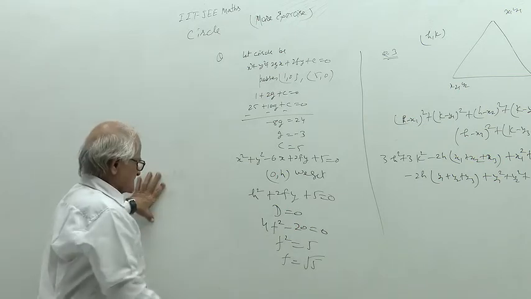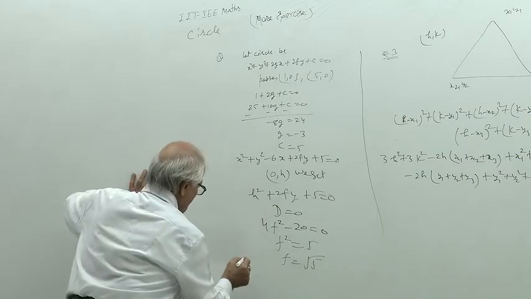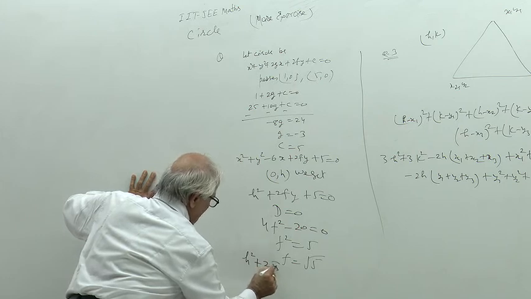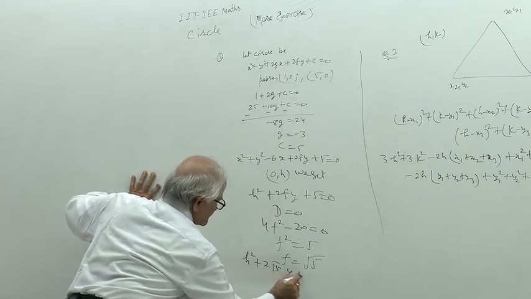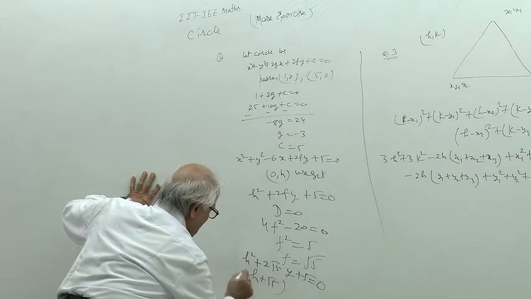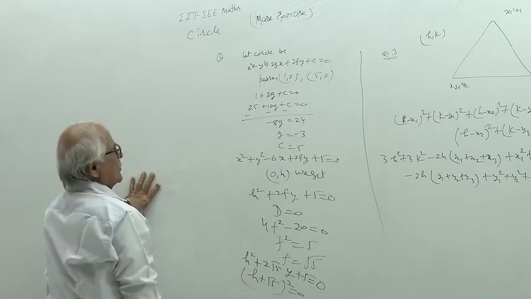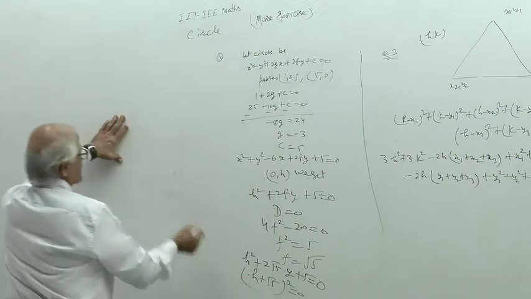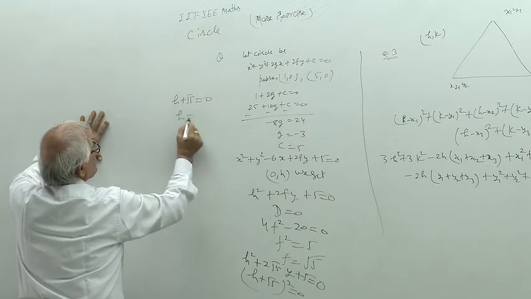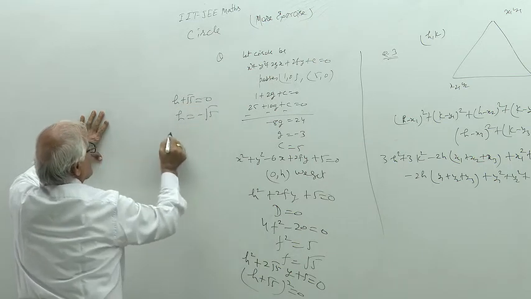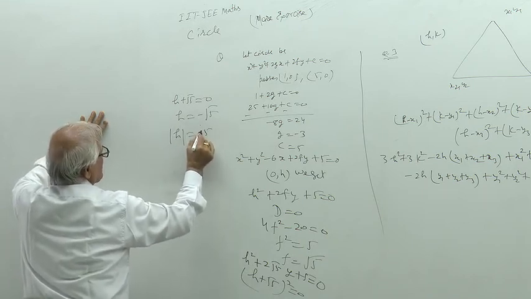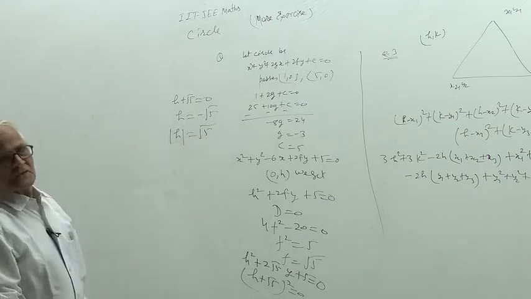Now put this, you see h square plus 2 root 5 h plus 5 is equal to 0. This is (h plus root 5) whole square is equal to 0. Now you see here, h plus root 5 is equal to 0. We have h is equal to minus root 5. Therefore we have the value of h as root 5.